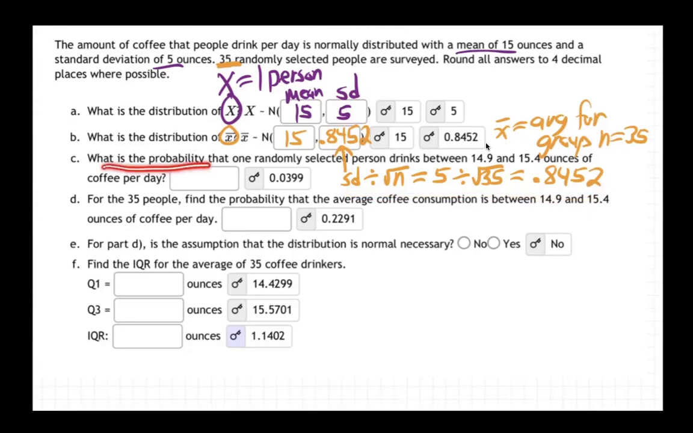Question C. What is the probability that one randomly selected person? Okay, so you have to watch closely now on these questions because they're going to switch it up on you back and forth, back and forth. So notice I'm going to try to stay with color coding to make it clear. This is one person, which is just like part A. A and C go together. They're all about one person. Okay, so I'll bring it down here. So part C, you know how to do this kind of thing. Draw a bell curve.